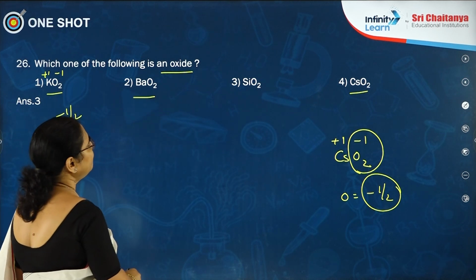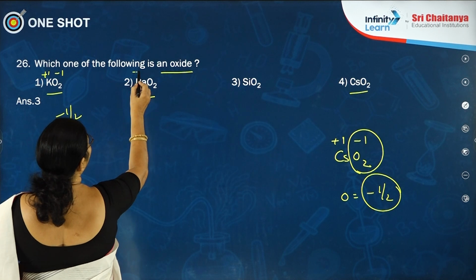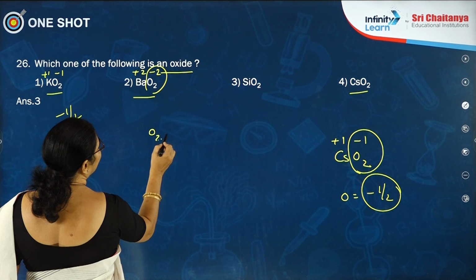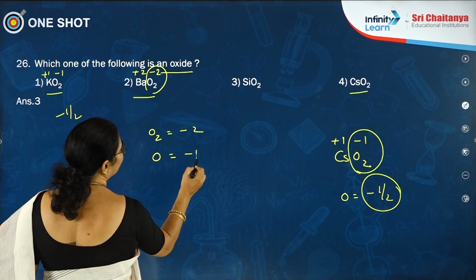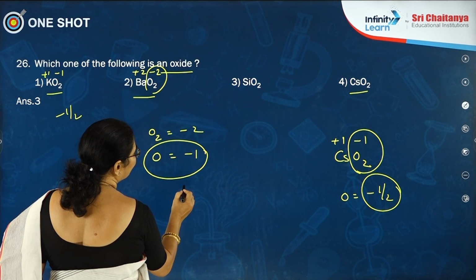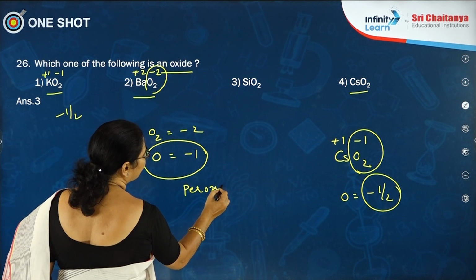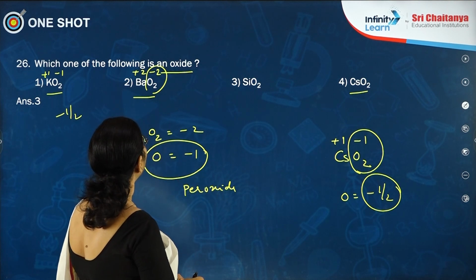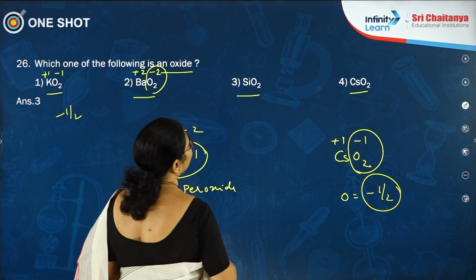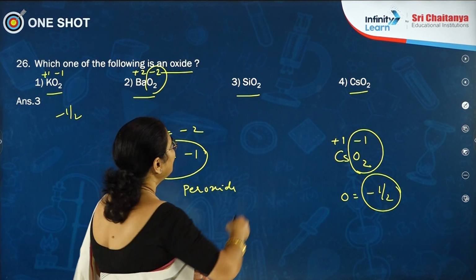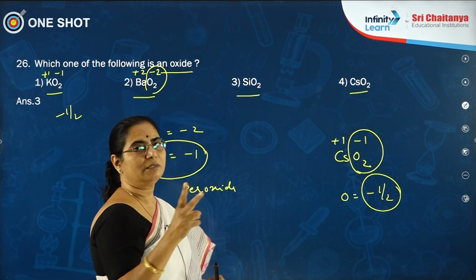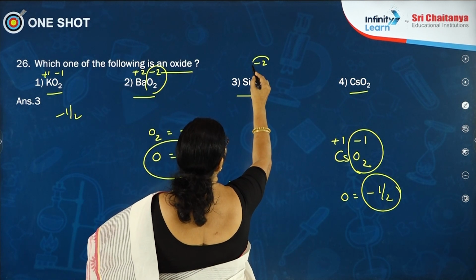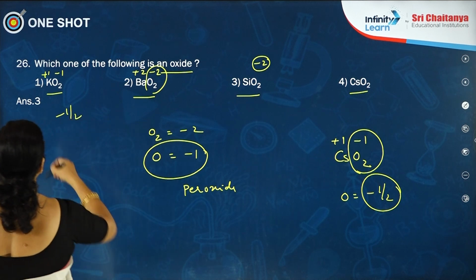This one you see, barium peroxide. If barium is +2, the other half is -2. So for two oxygens -2, one oxygen atom is -1. Whenever oxygen carries -1 charge, that is an example of peroxide. So it is a peroxide. First and last are superoxides, second one is peroxide. This is the normal oxide, because silicon is +4, two oxygens -4, one oxygen -2. Where oxygen is in -2 oxidation state, that is an example of normal oxide.